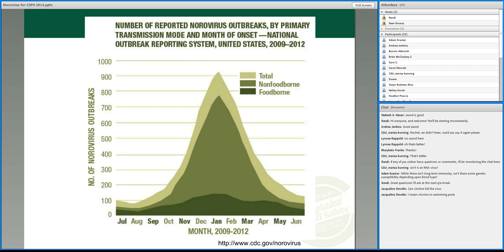Okay, so I want to show you 2 things on this slide. This is the number of reported norovirus outbreaks by primary transmission mode and month of onset, again from national data from NORS. You'll notice this darker green color at the bottom are the foodborne outbreaks, and those are a fairly small percentage when you look at all outbreaks. Then I want you to look at the seasonality and tell me the months that we're seeing the most norovirus.